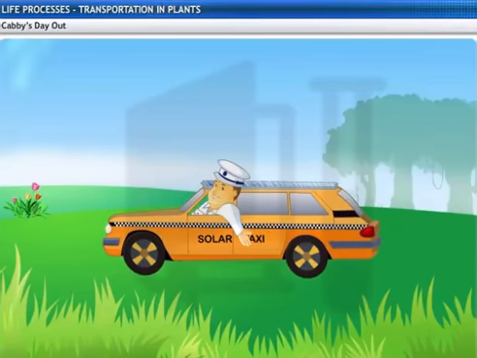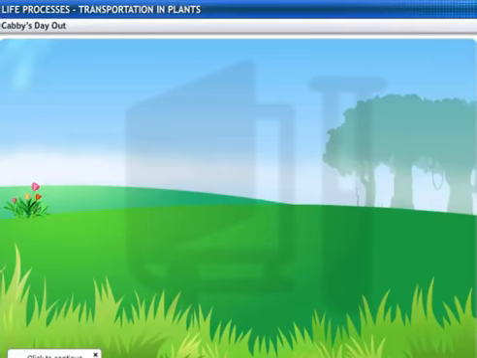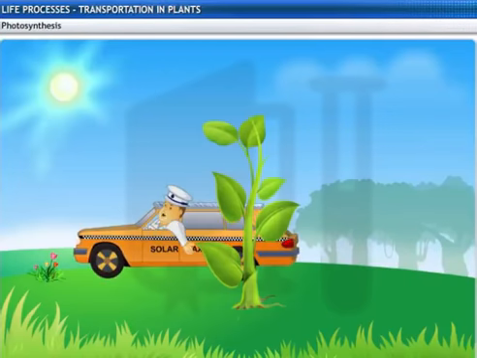Hi, I'm Cbse, and this is my solar-powered taxi. I am out to create a record for the longest drive made on solar power. Why don't you join me? I didn't tell you how I got this novel idea. I was inspired by plants.